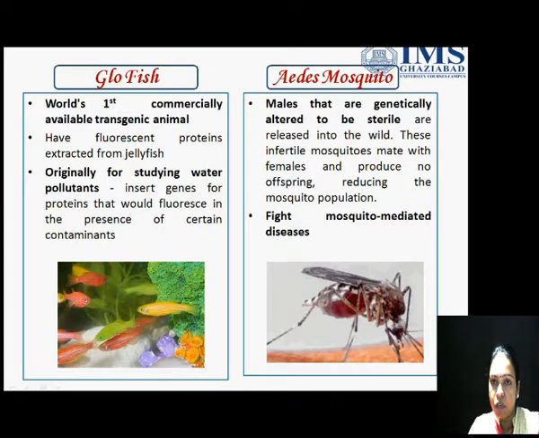This is the example of Aedes mosquito. As we know, mosquitoes create lots of diseases and problems for humans. So here we have genetically engineered the males so that they become sterile, and when they cross with the female mosquitoes, there will be no offspring, which will reduce the mosquito population and finally help in fighting the diseases associated with mosquitoes.